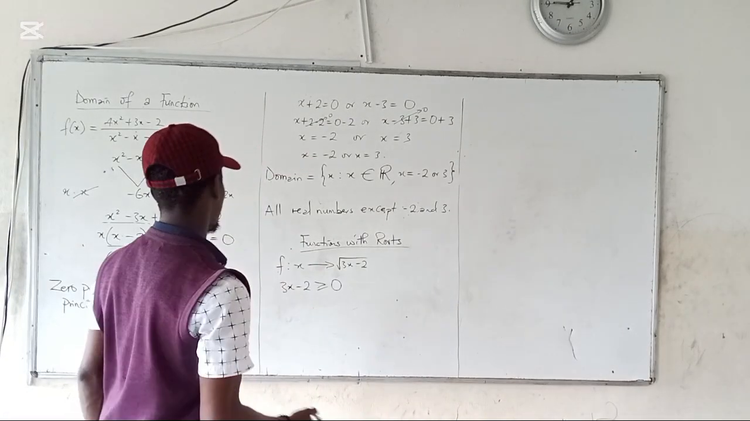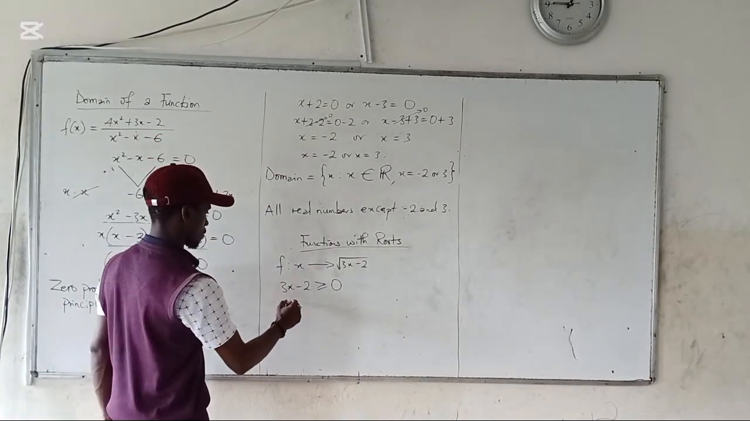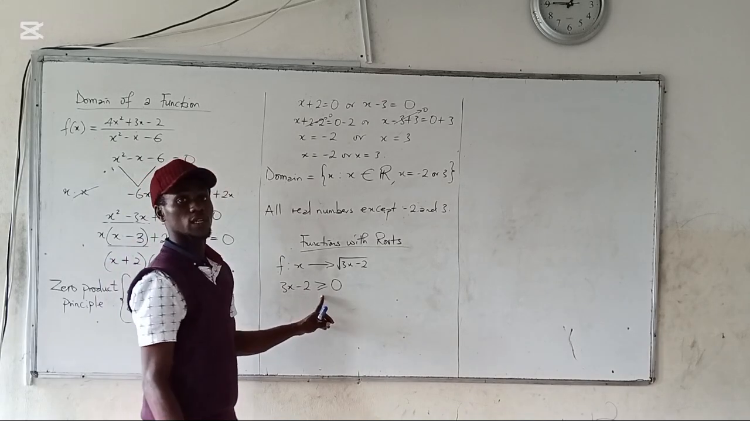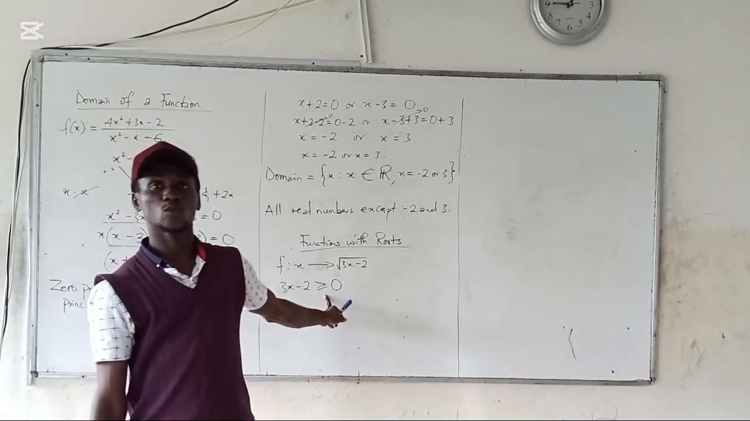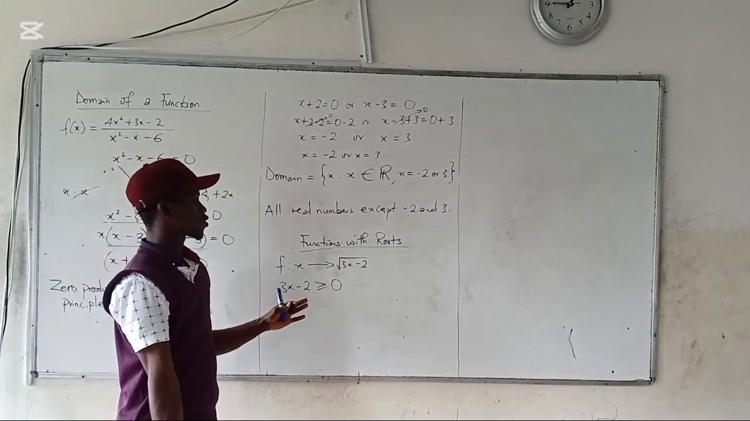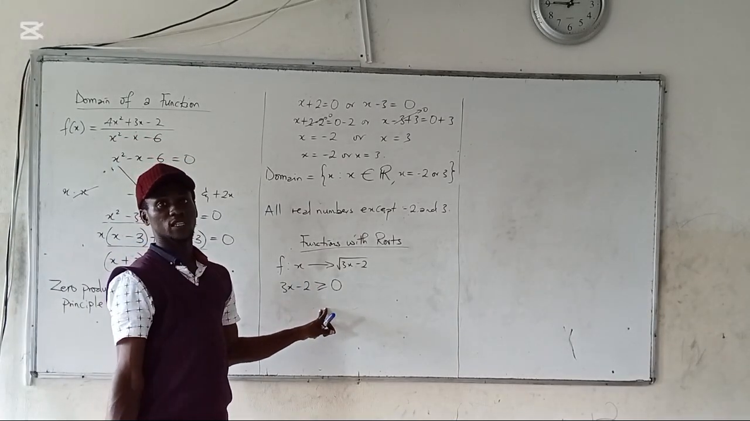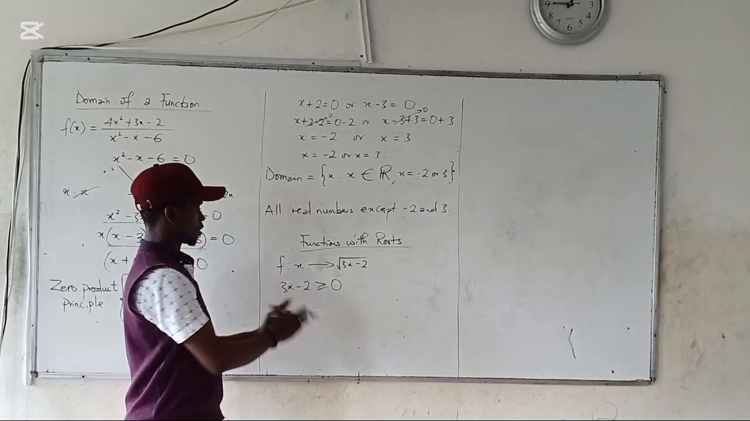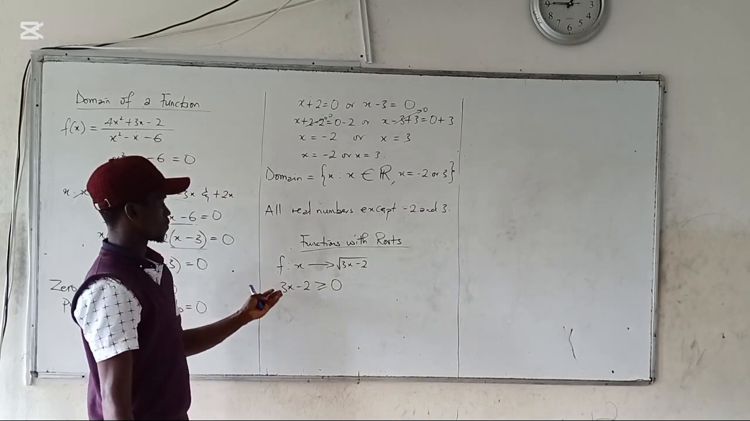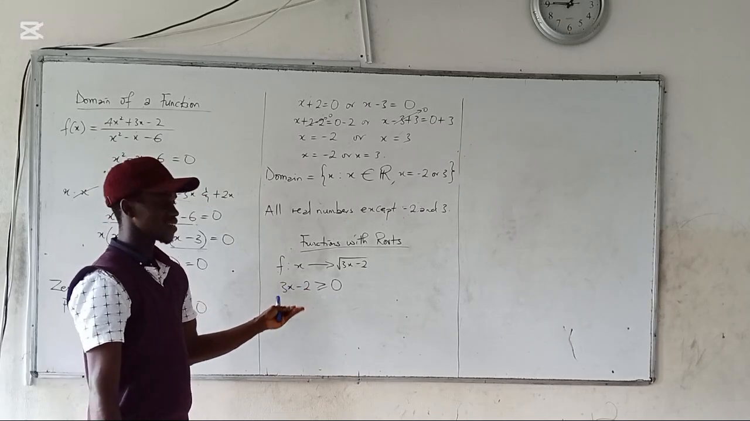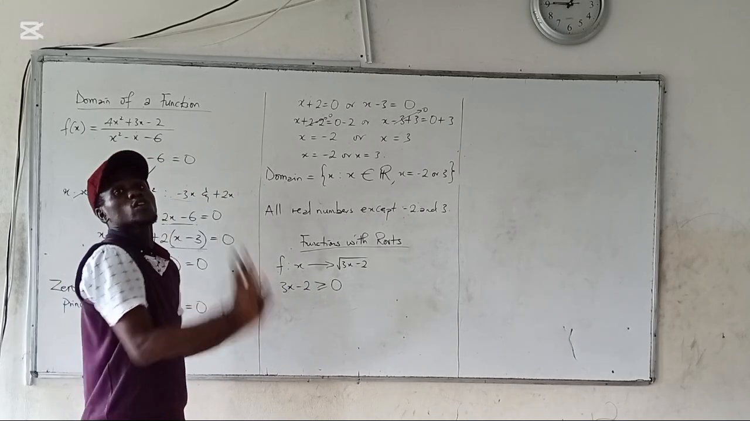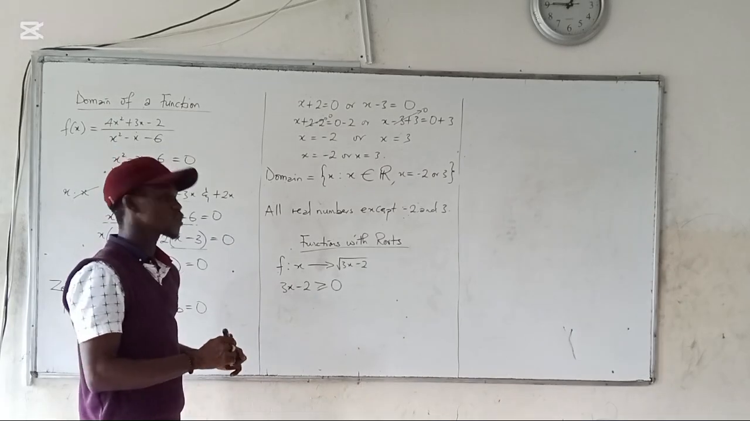Make it greater than or equal to 0, you have 3x. By the way, this is an inequality, and some students have issues with inequality. But I want to assure you that the way you solve an equation is the same way you solve an inequality. So in this case, to solve this particular problem, you solve it the same way you solve an equation.